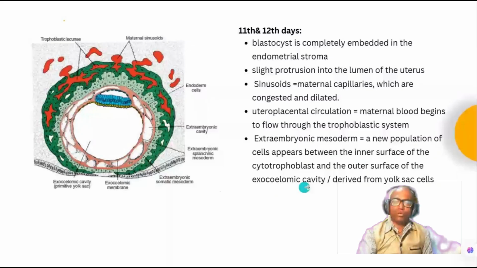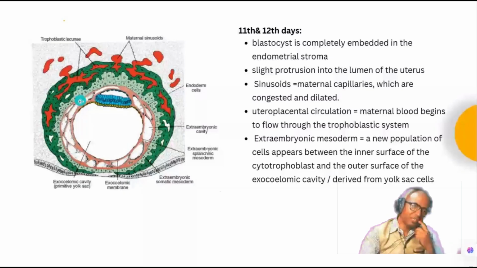Okay, so this is the cytotrophoblast, and this is the exocoelomic membrane. Between this exocoelomic membrane and this cytotrophoblast, another special type of cells appears. This is nothing but the extraembryonic mesoderm. Okay, so this is the extraembryonic mesoderm. This you see is the extraembryonic mesoderm.